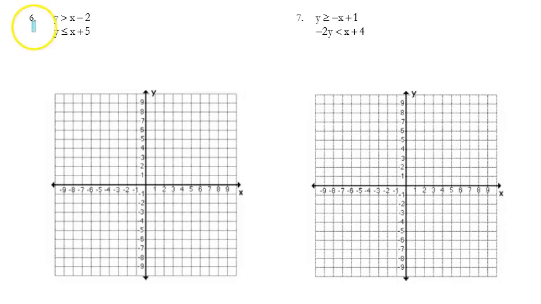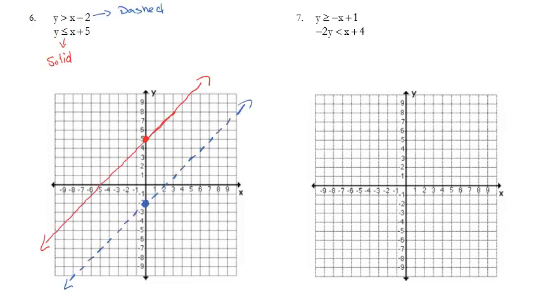So for number 6, both inequalities have already been solved for y. I want you to go ahead and try to graph both of the inequalities and shade it. Press pause and try that, please. So our inequalities should look like this.